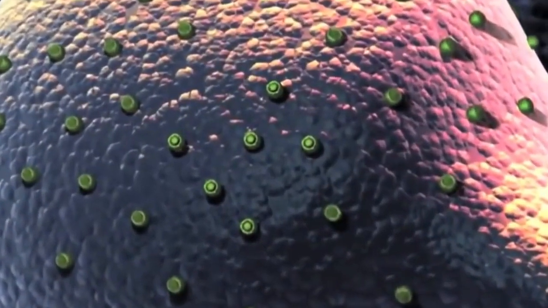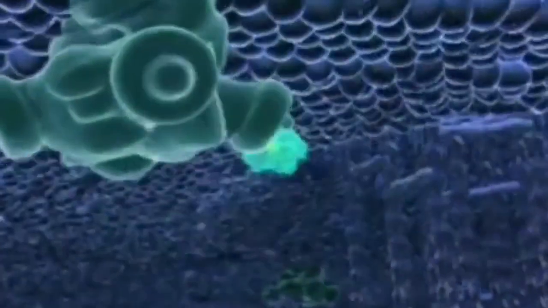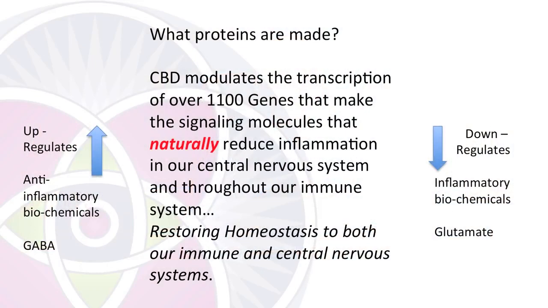So we see that throughout our physiology, we have receptors specifically designed to bind with CBD, and CBD has its effect on the nucleus of our cells where proteins are being made. So which proteins are being made from the influence of CBD? CBD modulates the transcription of over 1,100 genes that make the signaling molecules that naturally reduce inflammation in our central nervous system and throughout our immune system, restoring homeostasis to both our immune and our central nervous systems.